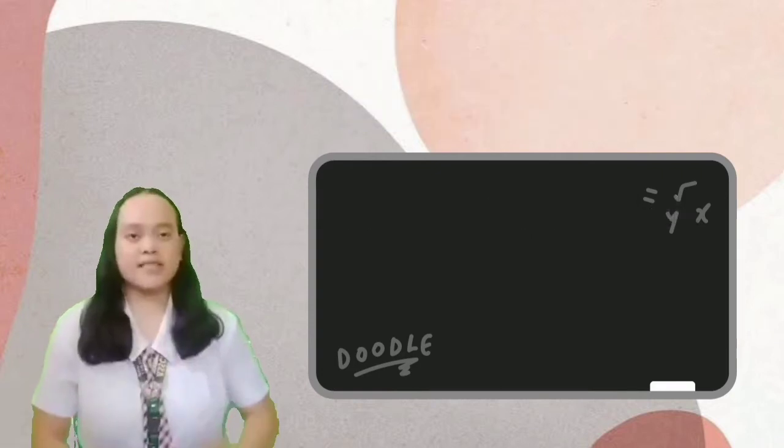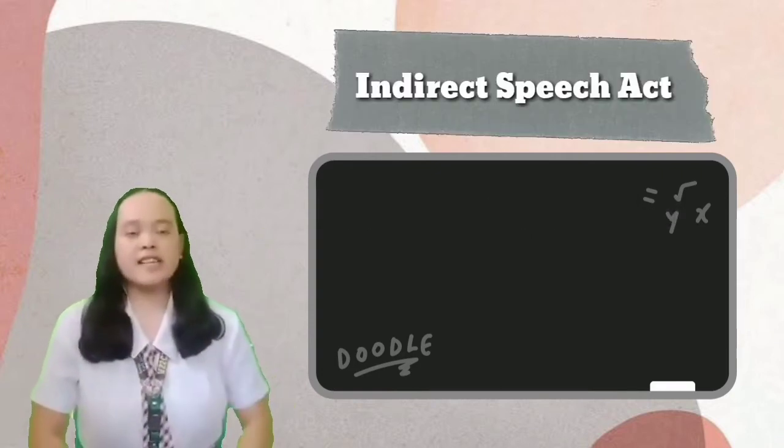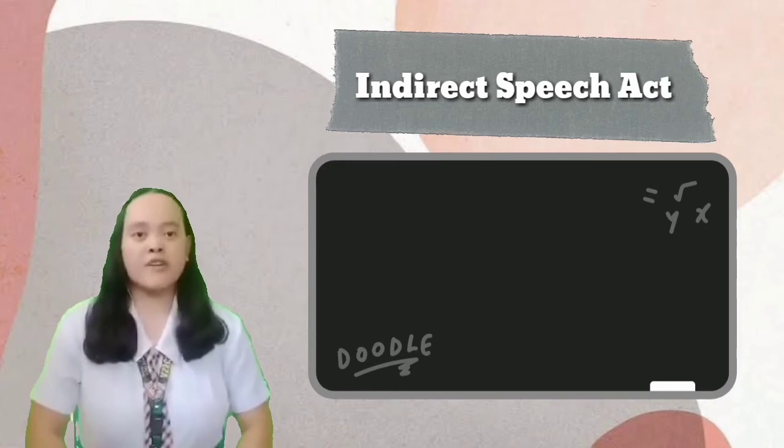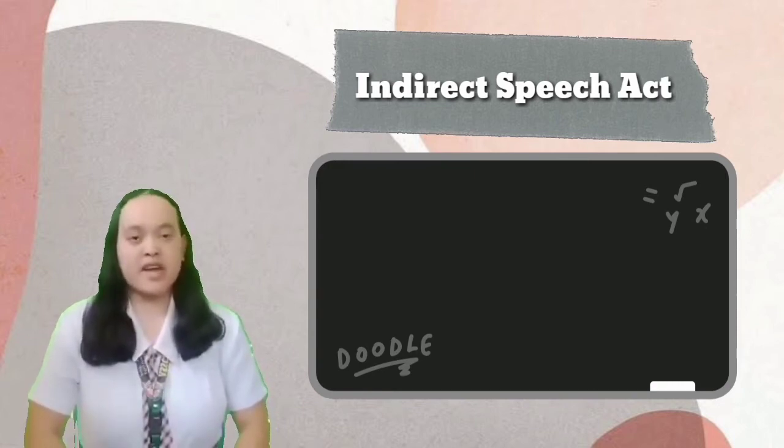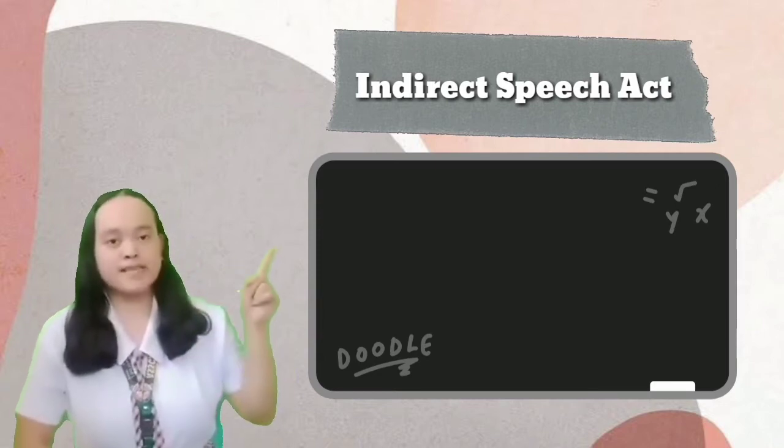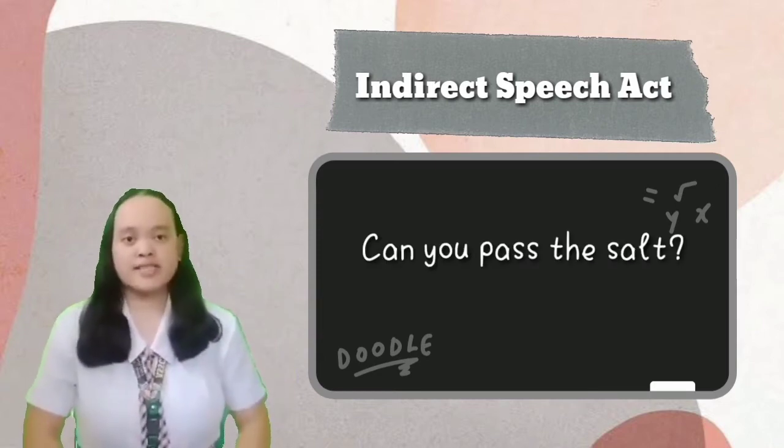Next topic is indirect speech act. It is a case in which one illocutionary act is performed indirectly by way of performing another. Take for example, "Can you pass the salt?" This utterance is a question about the hearer's ability to pass the salt, and its indirect meaning is requesting you to pass the salt. So I guess that's all.